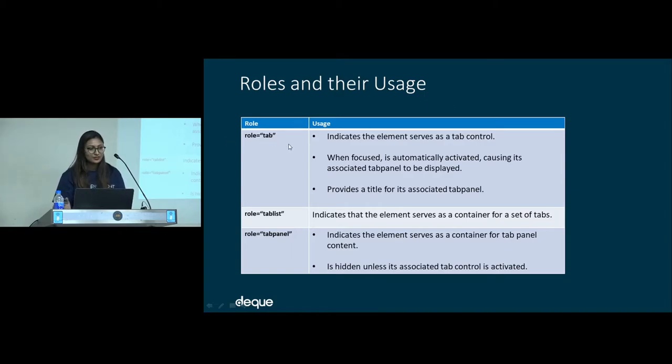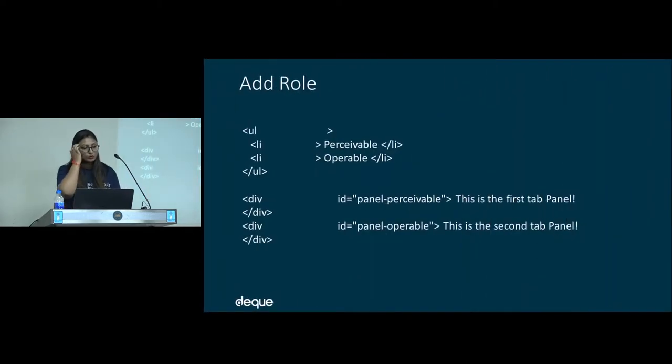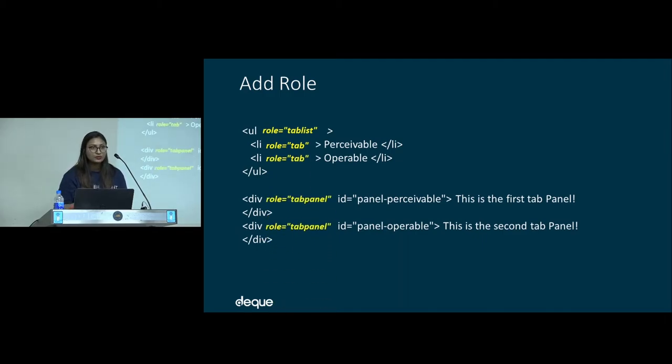Role of a tab, as the name says, we'll apply to individual tabs, individual tab controls. Now, tab list we'll apply to the UL, which works as a container for the tabs. Role of a tab panel, we'll provide to individual tab panels, or the content which appears on activating any tab. So we have a code here. Now we will see how we apply these things. Firstly, role tab list to the UL or the container, role tab to individual tabs, role tab panel to the content or the tab panel content.